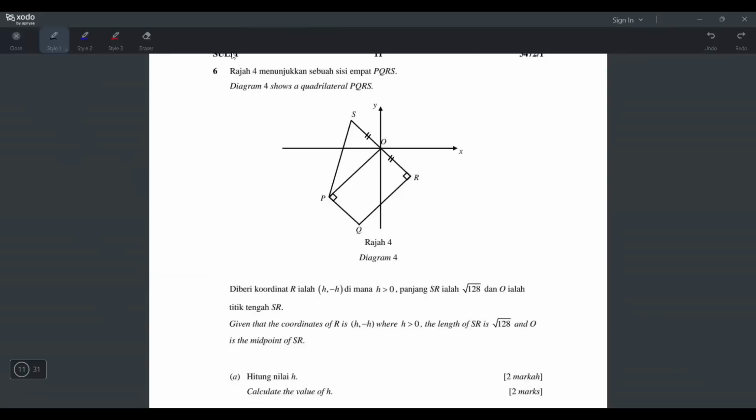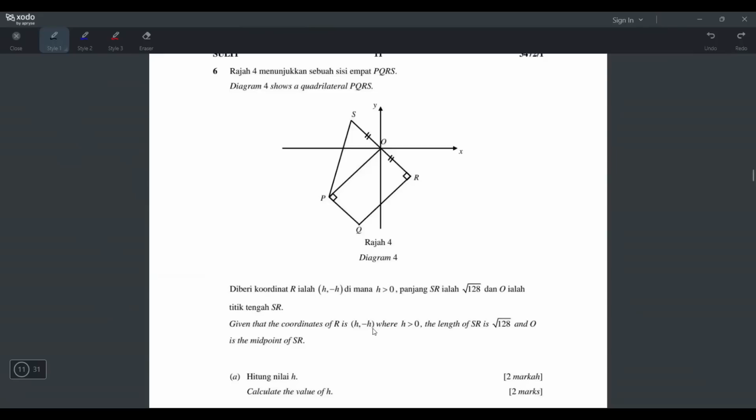Okay, number 6. What is this? Diagram 4 shows a quadrilateral PQRS. Okay, I think this is coordinate geometry. So quadrilateral PQRS, it looks like a trapezium to me, but I don't know whether it's a trapezium or not. If it's a trapezium, this line and this line will be parallel. But the question never says trapezium, so let's not assume. Let's keep reading first.